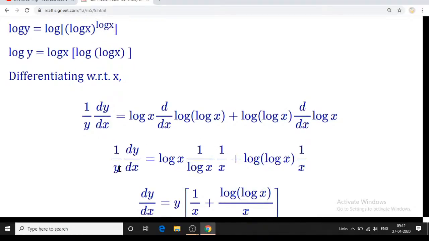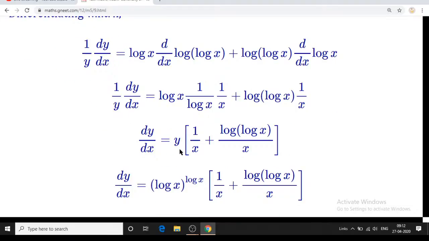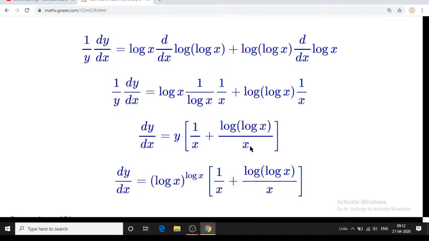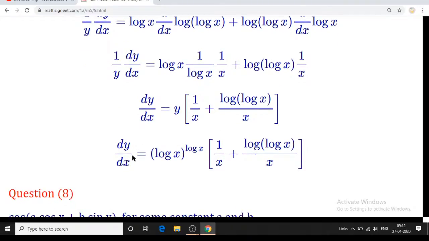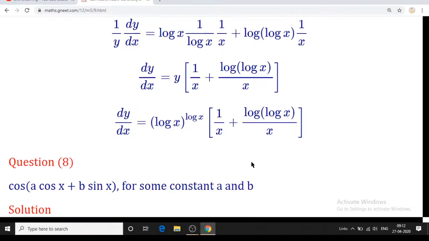So when we simplify using the product rule, what do we get? 1 upon y dy by dx equals log x times the derivative of log log x, which is 1 upon log x into 1 by x, plus log of log x times the derivative of log x, which is 1 upon x. The y will shift to the other side, and this log x gets cancelled. So it is 1 upon x plus log of log x upon x. This is the answer we get. One way, we can take x as the LCM and write 1 plus log of log x the whole upon x, but the answer is going to be the same.